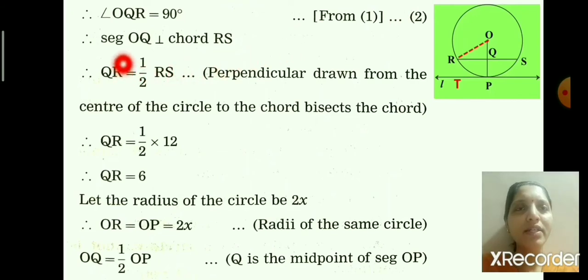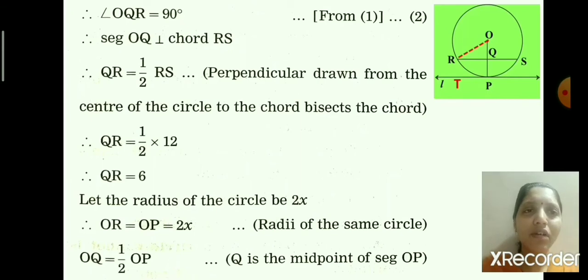Therefore seg OQ is perpendicular to chord RS, as it is forming a 90 degree angle here. We can write here OQ is perpendicular to RS. Therefore QR is equal to half into RS, because a perpendicular drawn from the center of the circle to the chord bisects the chord. That property we are using here. Therefore QR is equal to half into RS, now RS we know is 12. Therefore QR is equal to half of 12, that is 6.